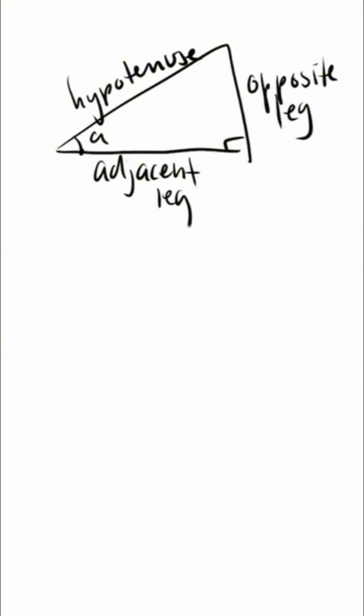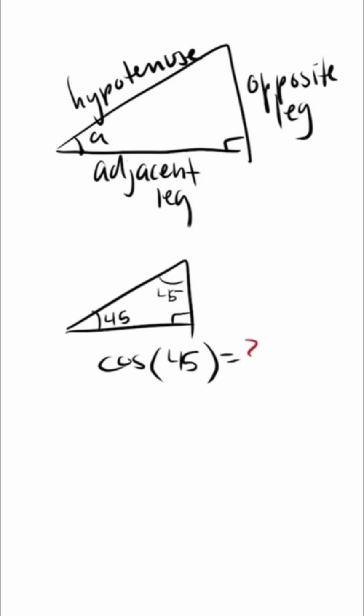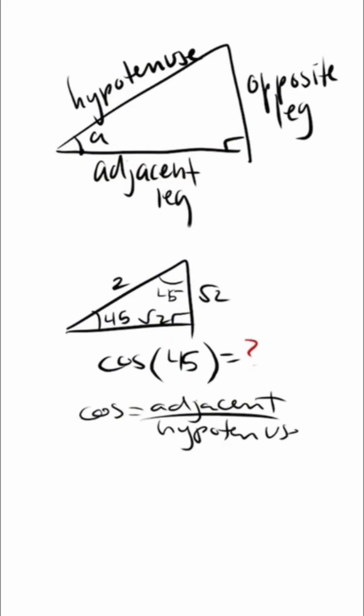Now, if we have a 45, 45, 90 triangle, what about cosine 45 degrees? The ratio of a 45, 45, 90 triangle is square root 2, square root 2, 2, and since cosine is adjacent divided by hypotenuse, our answer would be square root 2 divided by 2.